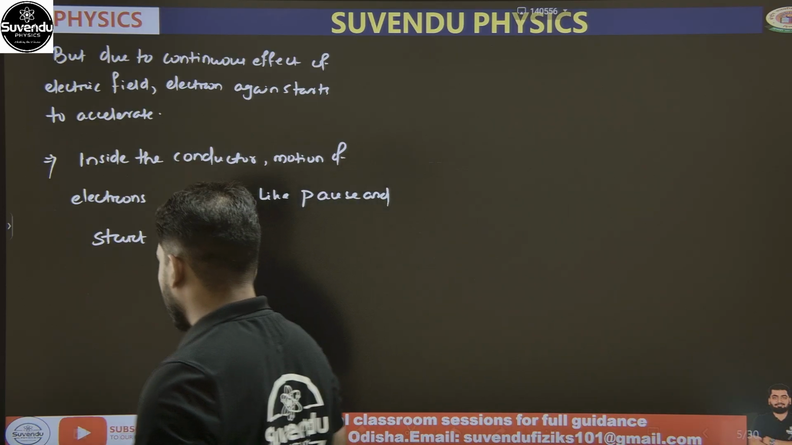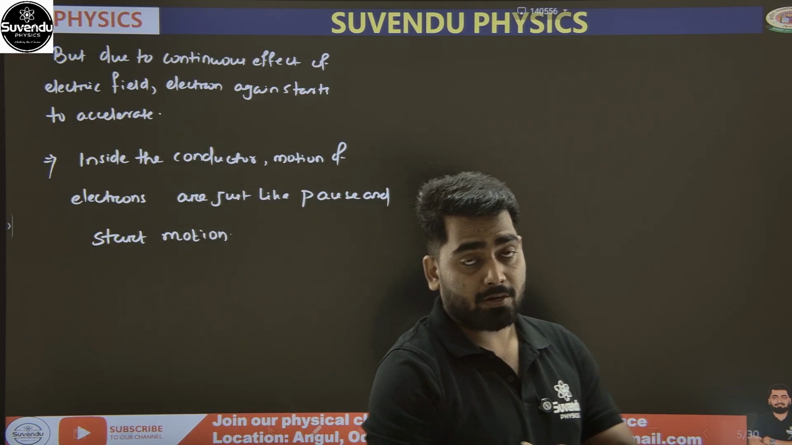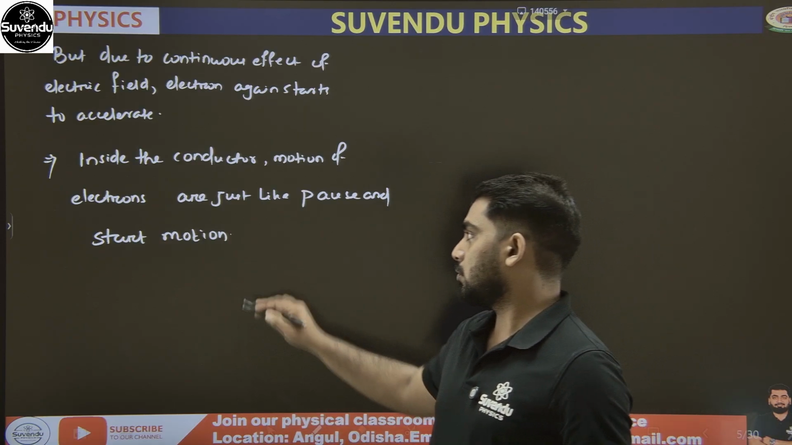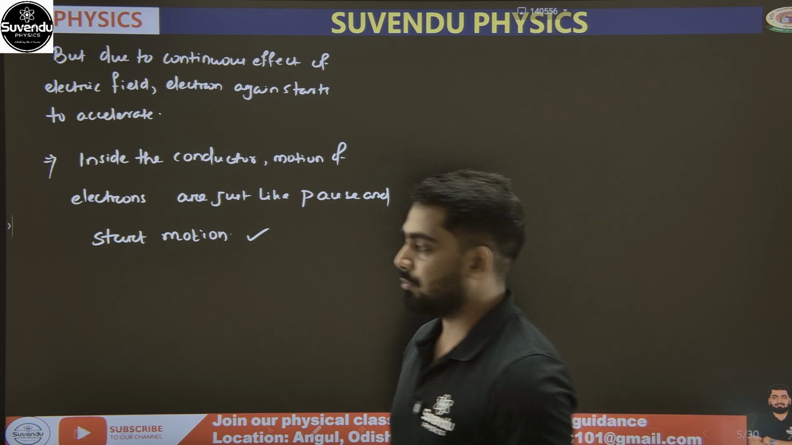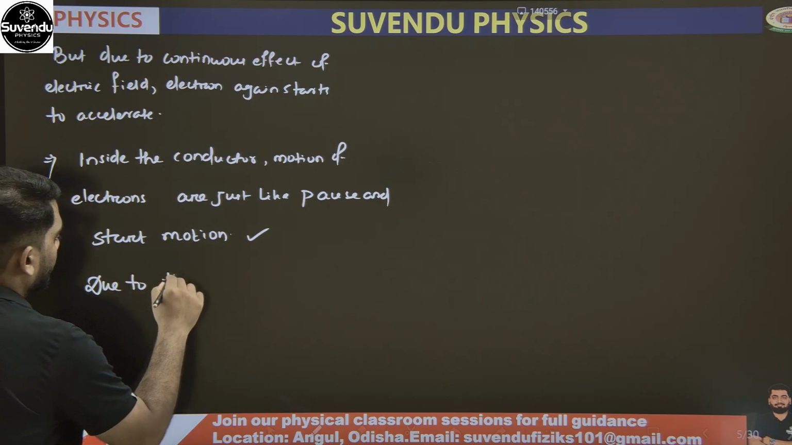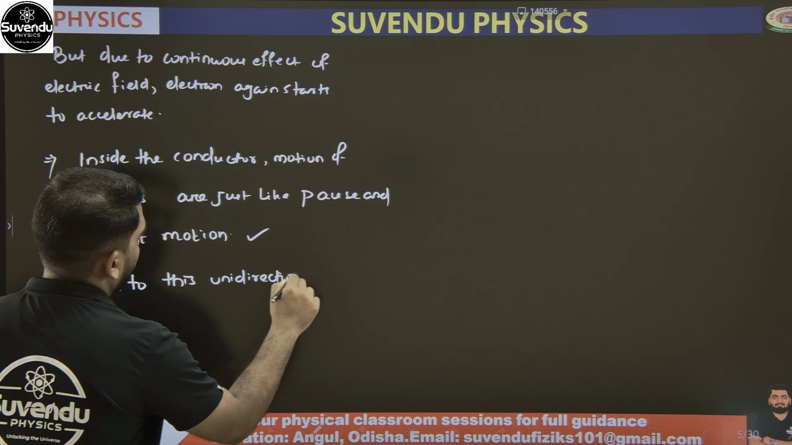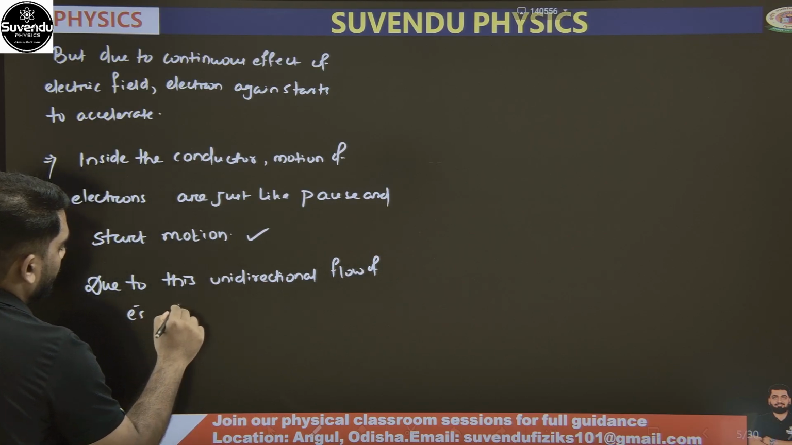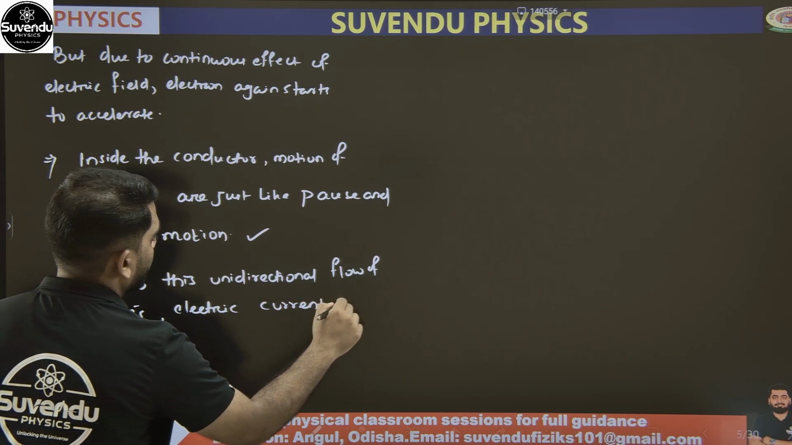So thus we came to know that when a conductor is connected with a battery or cell, and an electric field is established from higher to lower potential, electrons start to move from lower to higher potential. Okay, then the story of pause and start motion is also known. That means due to this unidirectional flow of electrons, electric current is established.